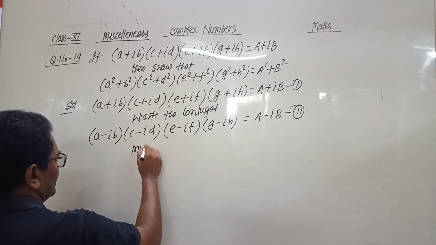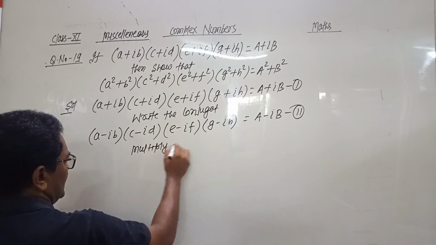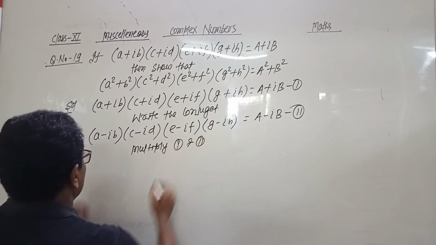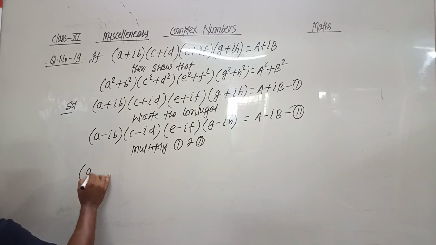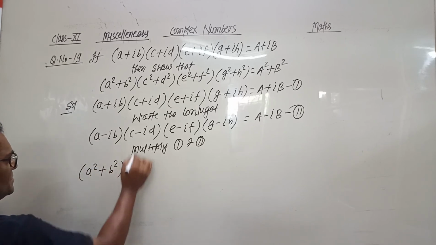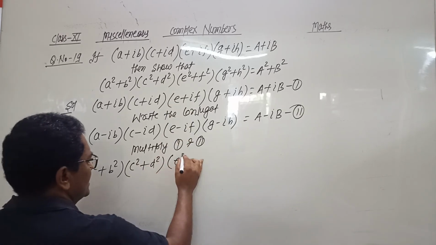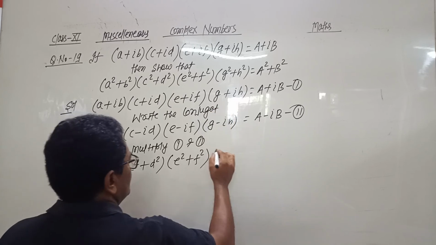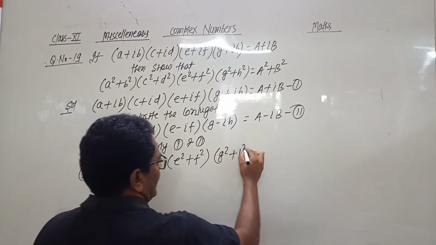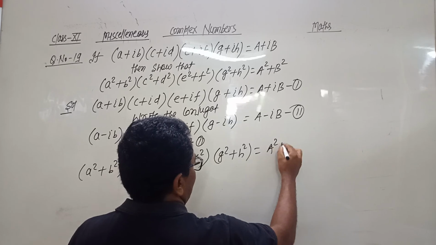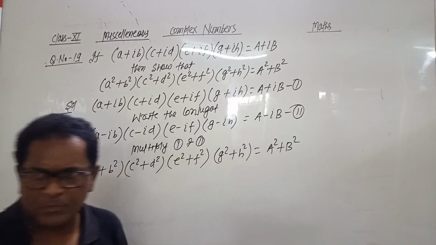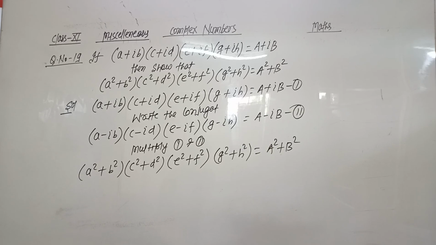Now multiply the first and second. Multiplying, we get (a plus iota b)(a minus iota b) giving a square plus b square, then c square plus d square, e square plus f square, then g square plus h square, and this gives the result A square plus B square. So this is what we had to prove: (a square plus b square)(c square plus d square)(e square plus f square)(g square plus h square) equals A square plus B square.